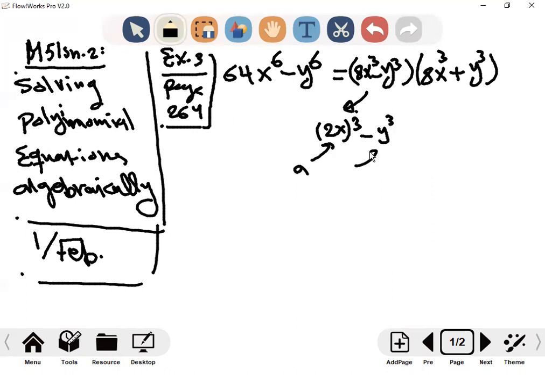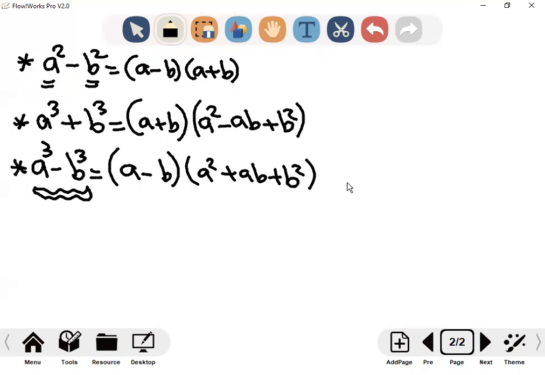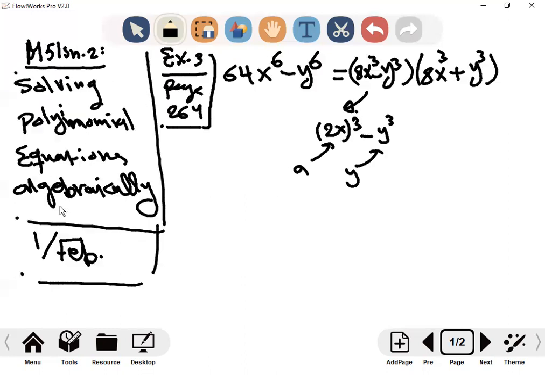This is A. What's B? Y. Apply the formula of what? Of difference of two cubes. This one said A minus B with A power 2 plus AB plus B power 2. Let's apply it there. So this is equal.